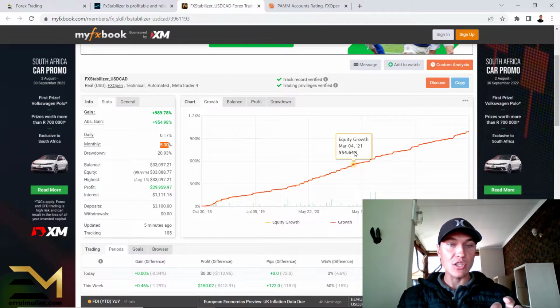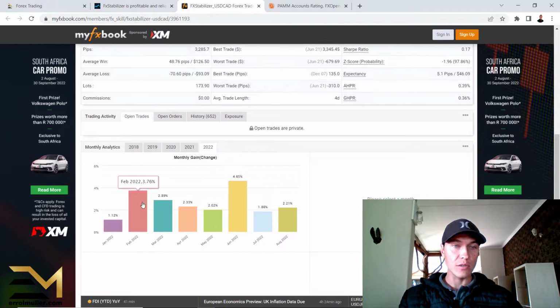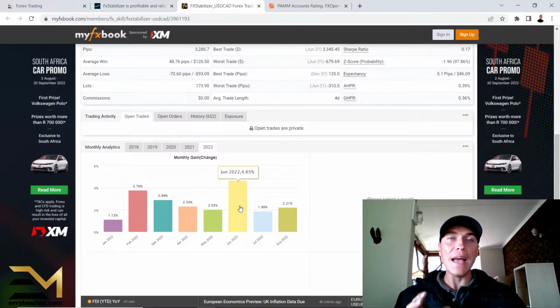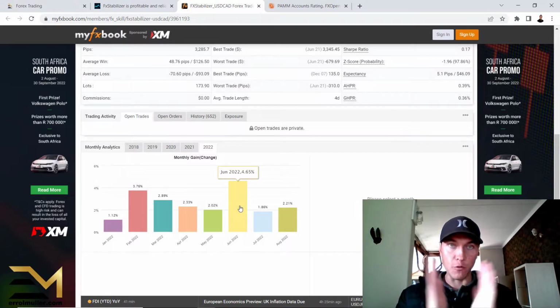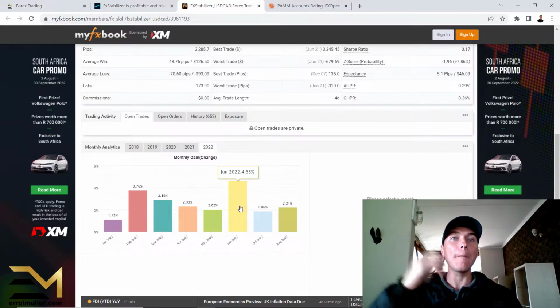Graph, and this account started back in 2018. So if you want to see the results, look at that: 2.8%, 2.3%, 2%, 4.6%. Imagine these results. Just imagine it for a second. What is your interest at the bank or at your investment per annum, per year? Now take this as monthly, compounded.